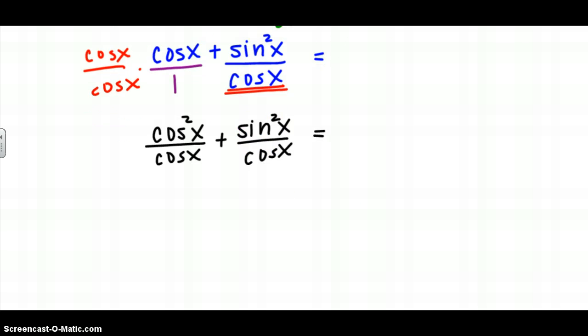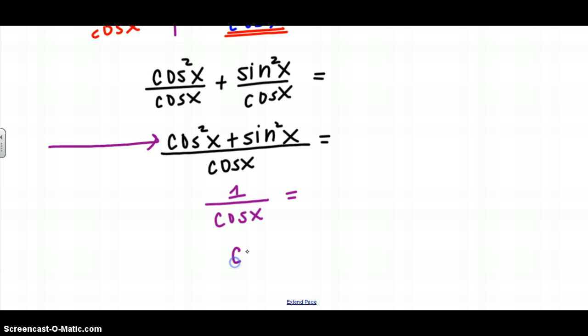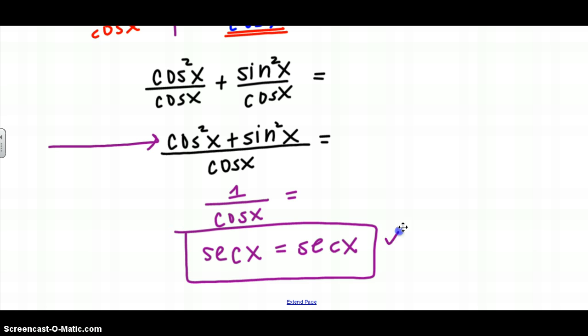Because these have a common denominator, I could say cosine squared plus sine squared all over cosine. Using your identity sheet, I'm sorry I forgot to remind you to take it out, but you should have it with you. Cosine squared plus sine squared is a Pythagorean identity equal to 1. And 1 over cosine is equal to the secant of x, which is equal to our right-hand side that we were trying to prove. So you're done, because that secant carries all the way down.